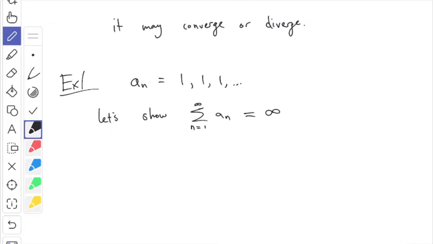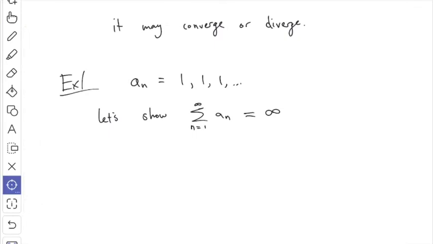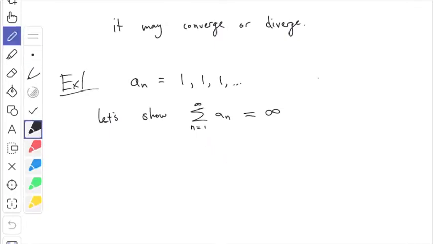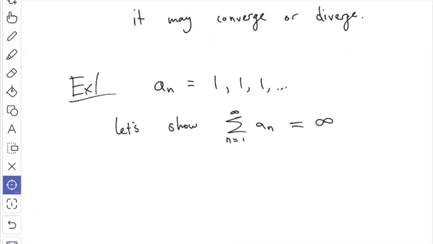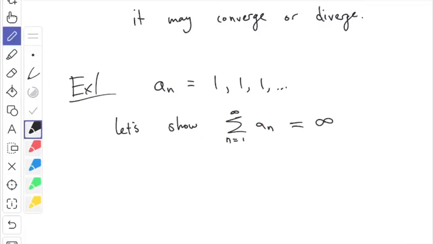First of all, do you believe this? I mean, this should seem completely unsurprising as an answer. If an is 1, 1, 1, what I'm doing is adding together 1 every time. So if you were to write out the sum here, this sum is 1 plus 1 plus 1 plus 1, etc., right? And I hope everybody agrees. If you just add 1 over and over again forever, the answer will be infinite, right?